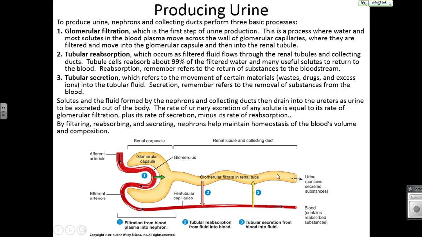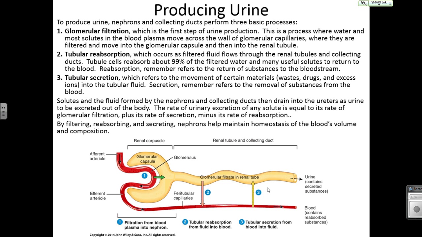Notice how the tubule is colored yellow, as is the arrow from the blood into the tubule. Why do you think they color it yellow? What color is urine? Yellowish, right? I love that they do that, because it makes it so easy to follow. These three processes will help nephrons maintain homeostasis by way of controlling blood volume and composition. Remember, volume is the amount, composition is what's in it.